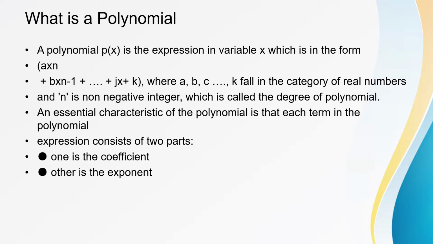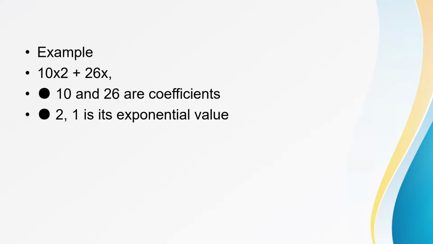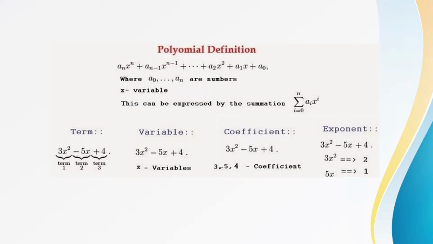An essential characteristic of the polynomial is that each term in the polynomial expression consists of two parts. One is the coefficient and the other is the exponent. Example, 10x^2 plus 26x. Here 10 and 26 are coefficients and 2, 1 are the exponent values. This is the pictorial representation of the polynomial definition.